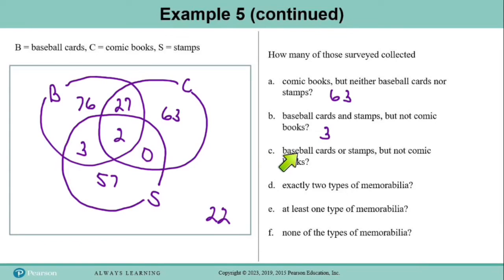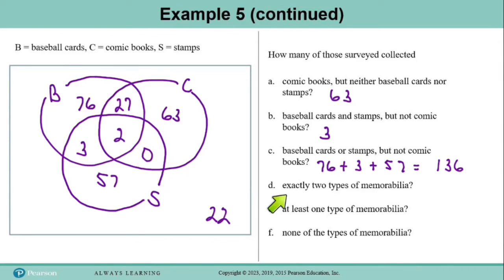Okay, part C, we want to know how many collect baseball cards or stamps, but not comic books. So baseball cards or stamps would be all of the people that are in either circle B or circle S, but we don't want to include the people that are in circle C, because we don't want the people who collect comic books. Okay, so those who collect baseball cards or stamps would include this 76 and this 3 and this 57. So the 76 plus the 3 plus the 57 gives us a total of 136 people who collect baseball cards or stamps, but not comic books.